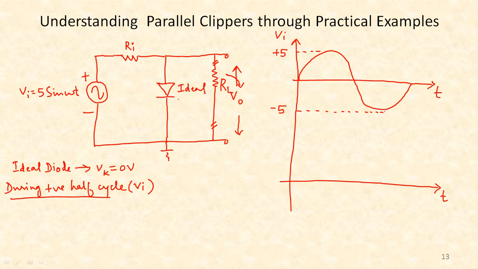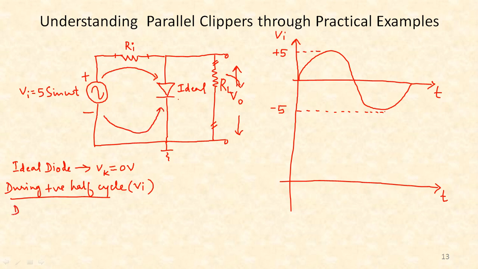Let me just reiterate that please do not consider the drop across this Ri. It is very, very negligible. So as of now, let us just ignore that there is any drop across the internal resistance Ri. Fine. Then, due to the applied polarity, just observe, we are applying positive voltage to the anode and negative voltage to the cathode. So obviously the diode must be on, right?